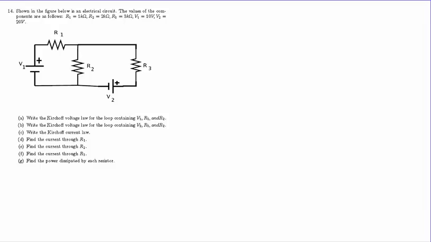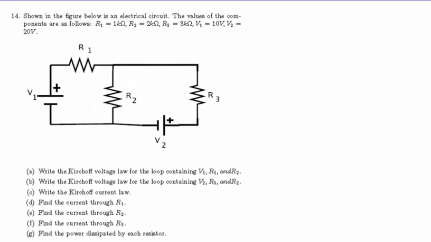Shown in the figure below is an electrical circuit. The values of the components are as follows. R1 is 1 kilo ohm, R2 is 2 kilo ohm, R3 is 3 kilo ohm, and the two voltages are V1, which is 10 volt, and V2, which is 20 volt. We are to use Kirchhoff's law to solve for everything in this problem.